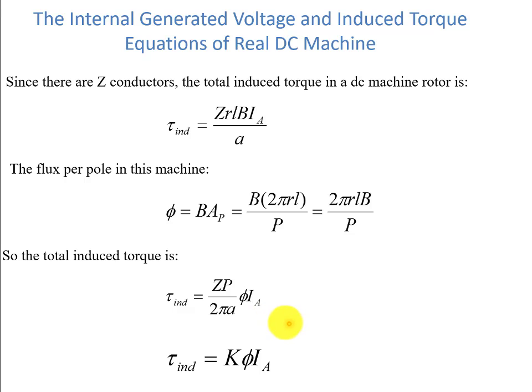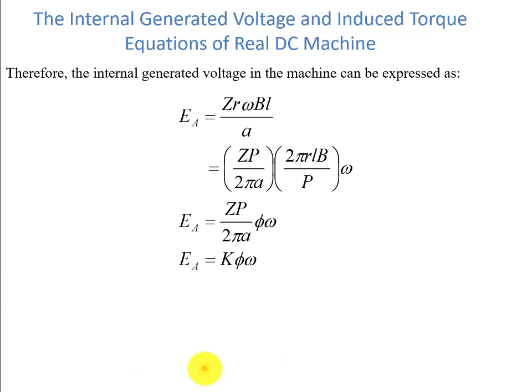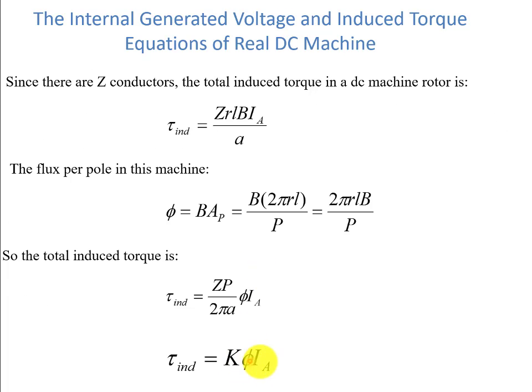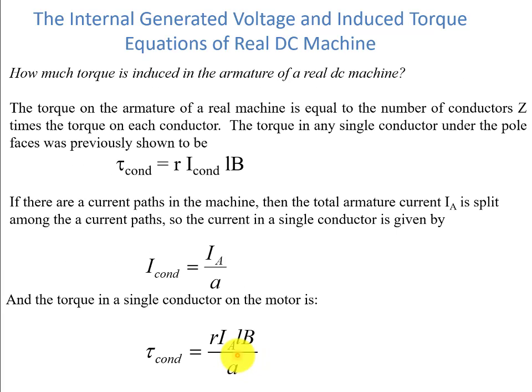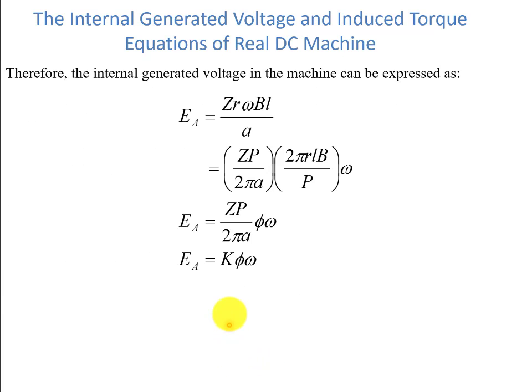Now the most important thing is to analyze these two equations, which are very important and which we will be using more frequently in our next chapter. These are EA equal to K phi omega, and torque equal to K phi IA. We can see that the speed is directly proportional to the internally generated voltage. Here EA is proportional to omega. If we somehow make the flux constant, then we can easily say that EA is proportional to omega, or EA is proportional to the speed.